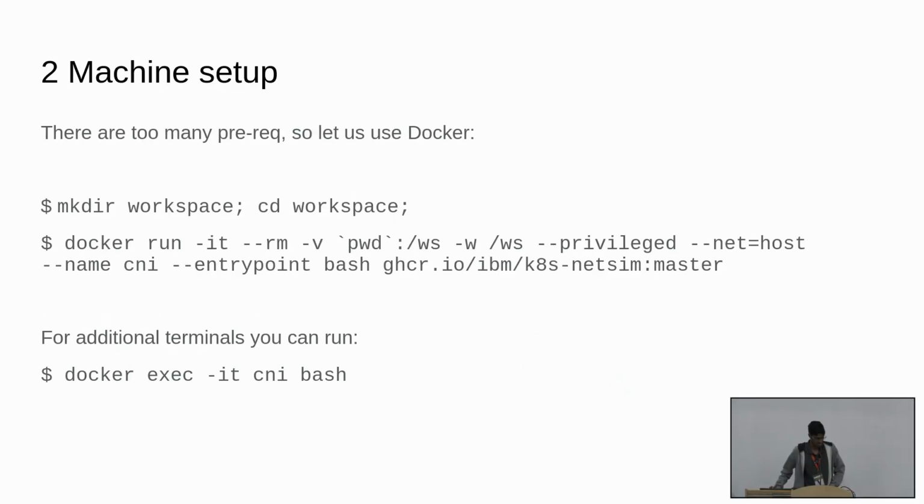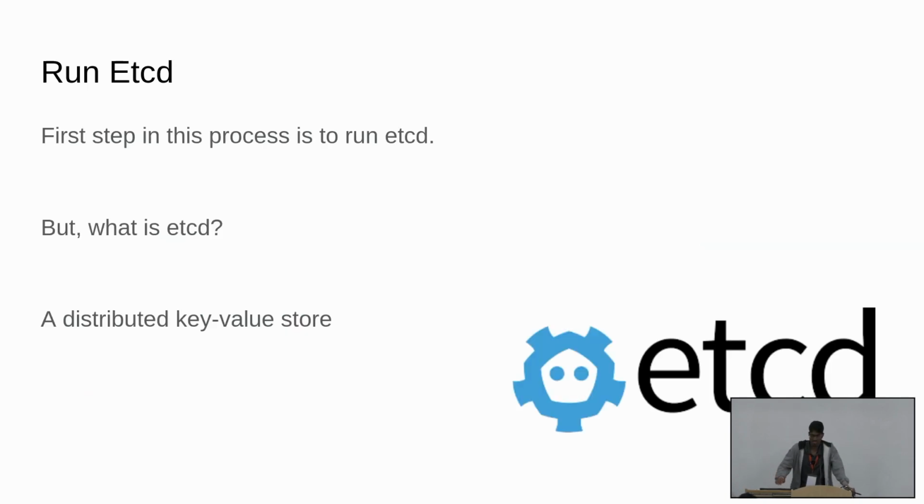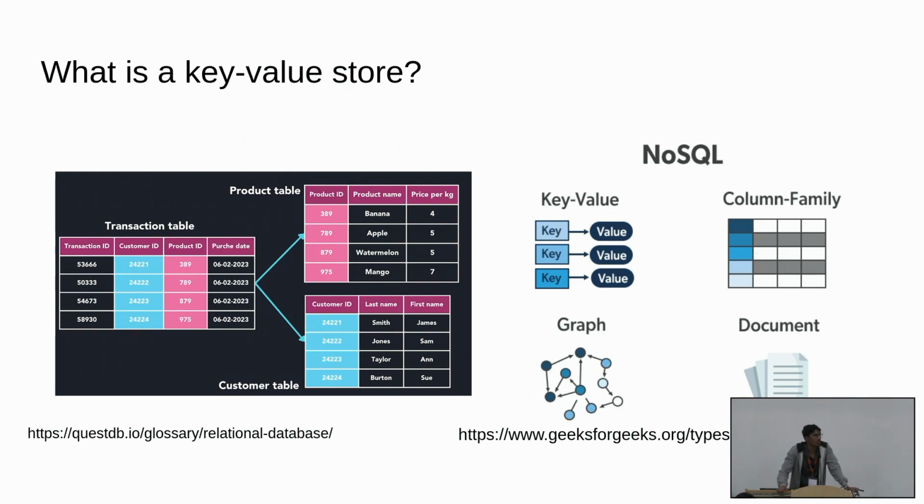Okay, so I'm just skipping this because this is an instruction if you are going to run it on 2 machines. So the first step we're going to do here is run something called etcd, right? But before we run, I'll just give you a quick intuition of what this is and why it is needed. It's a distributed key value store. Kubernetes relies heavily on it. Almost all of the components in the Kubernetes ecosystem rely on etcd, right? But why? So firstly, what is a key value store?